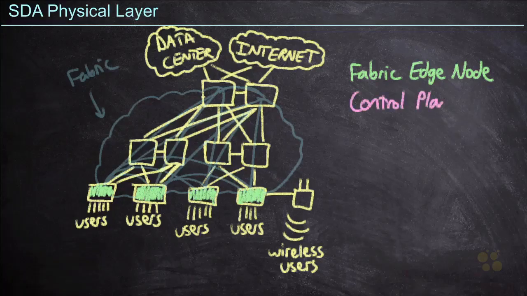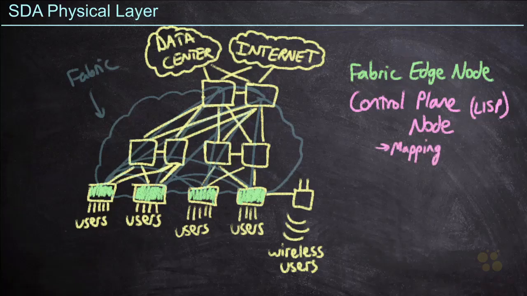Next we have the control plane nodes. Now when we talk about the control plane in an SD access environment, we're talking about that protocol we mentioned called LISP. And we're going to go into more detail on LISP in future videos. However, for now what we need to know is that we are mapping out all of the different endpoints and their locations. So for example, we need to know if this user is connected to this switch. And believe it or not, we need to know that for every single user in the environment. So this is going to create a large mapping database on a particular node in the network.